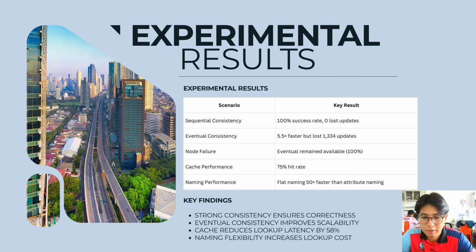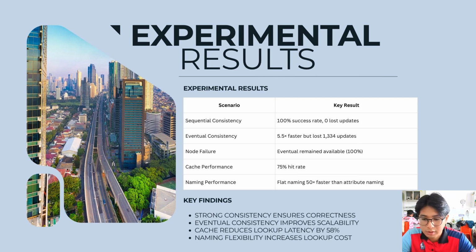The race condition experiment produced the most significant result. With synchronization enabled, the system completed all 3,000 updates successfully with no lost data. However, when synchronization was disabled, the execution became approximately 5.5 times faster, but 1,334 updates were lost due to concurrent access conflicts. This clearly demonstrates the trade-off between performance and correctness.